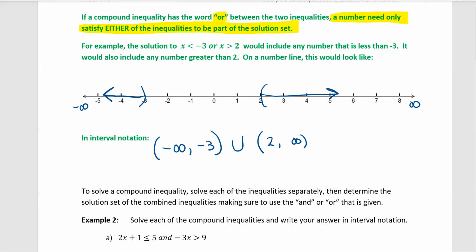The union symbol looks like what I have drawn. It is not a U with a tail on it. It simply looks like that. All right, let's do some more.